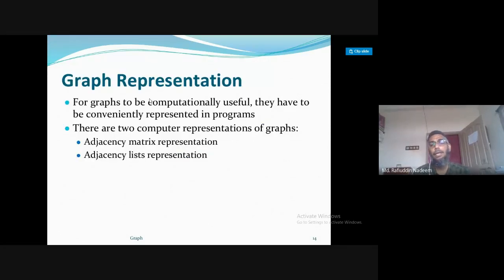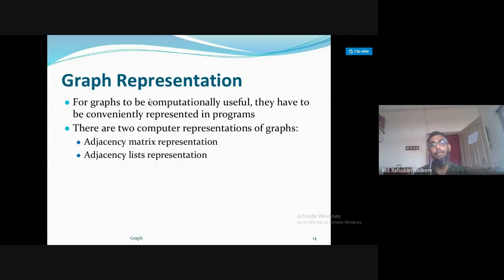So actually, the graphs have been represented in the memory. The next point of discussion here is how the graphs can be computationally represented in the memory. For the graphs to be computationally useful, they have to be conveniently represented in the program. There are two computer representations of the graphs.